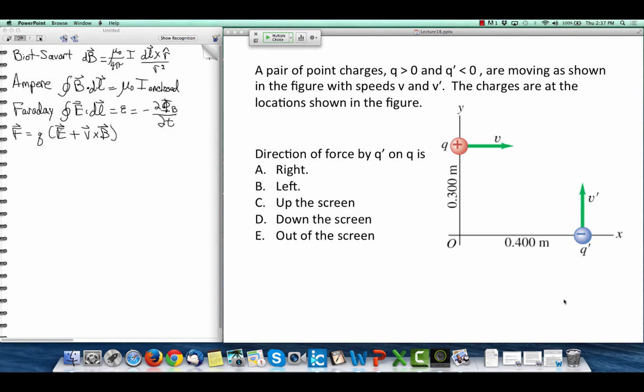Here's another one about forces. Pair of point charges, Q and Q prime. Q prime is negative, by the way. Q is positive. So Q is this one up here on the y-axis. Are moving as shown in the figures with two different speeds, or two different velocities at least. When the charges are in this position, what's the direction of the force by Q prime on Q?